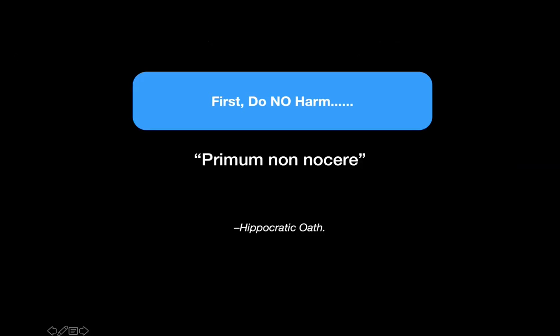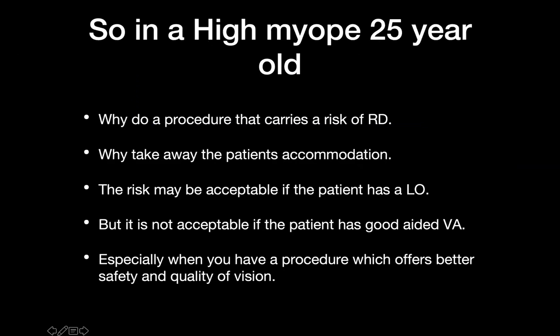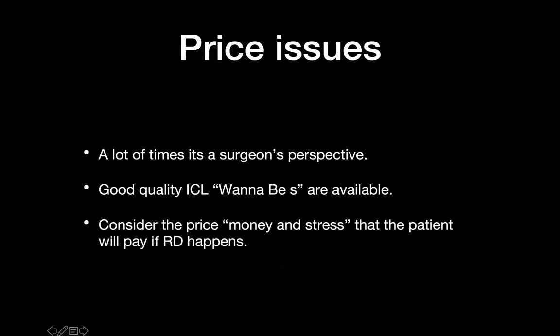So we all know, first do no harm, and this is our Hippocratic oath. So in a high myope, 25 years old, for example, why do a procedure that carries a risk of retinal detachment? Why take away the patient's accommodation? If you put in an ICL, the patient will have his accommodation. If you remove the lens, the patient will lose his accommodation. The risk may be acceptable if the patient has a cataract or a lens opacity, but it is definitely not acceptable if the patient has good aided visual acuity, especially when you have a procedure that offers better safety and quality of vision, namely the ICL.